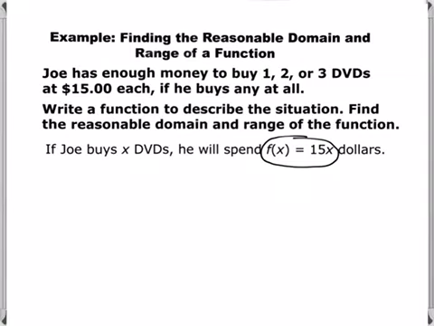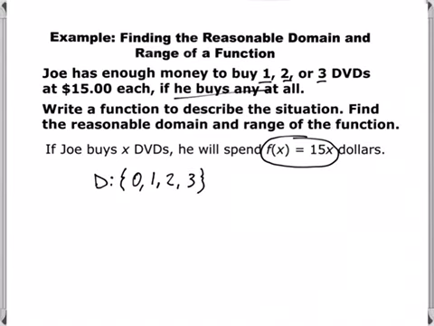All right, so that means the x in this case is your input values, where f of x would be your output. So you have to think about what's reasonable for the number to plug in for x. So what are reasonable values for your domain in this case? Well, it says here he has enough to buy 1, 2, or 3 DVDs if he buys any at all. So that means he could buy 0, 1, 2, or 3 DVDs.